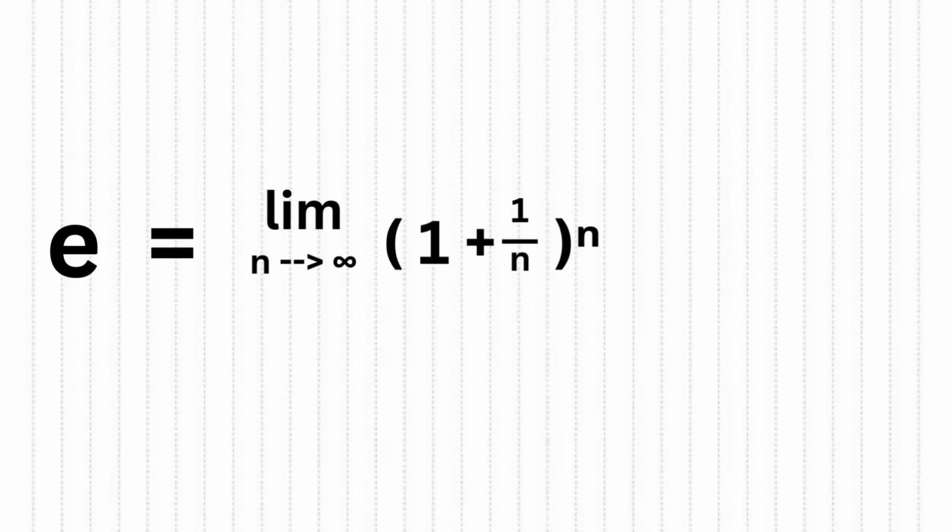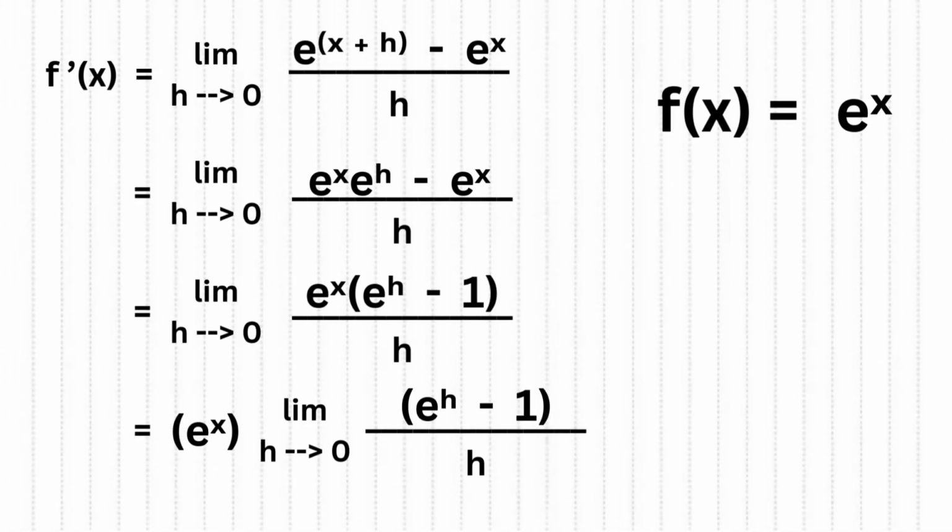For this question, we'll also need the limit definition of Euler's number, that being the limit as n approaches infinity of 1 plus 1 over n all to the power of n. Keep this in mind because we're going to be using this later. So with our initial function f of x equals e to the x, let's find its derivative f prime of x and go through the steps one at a time.